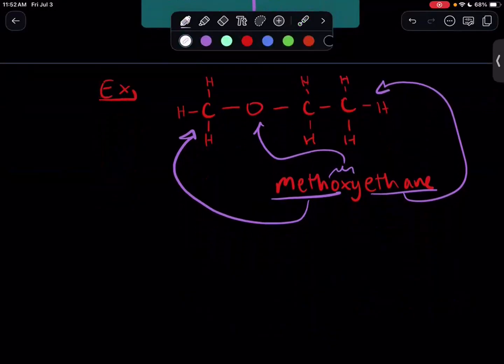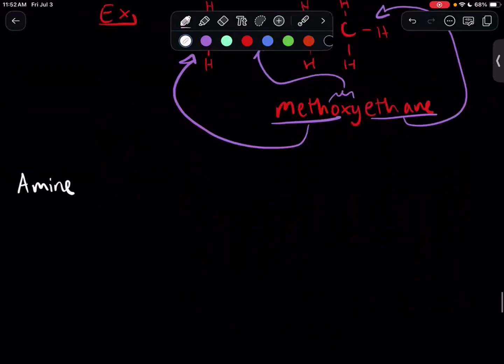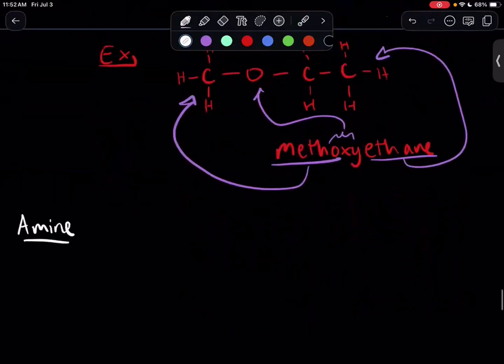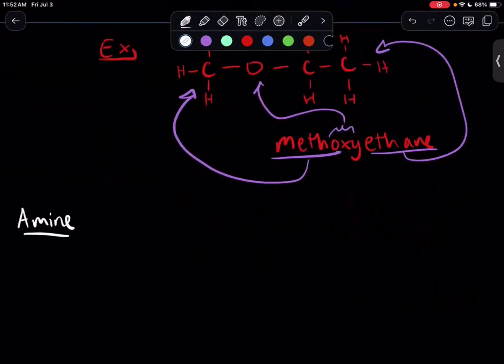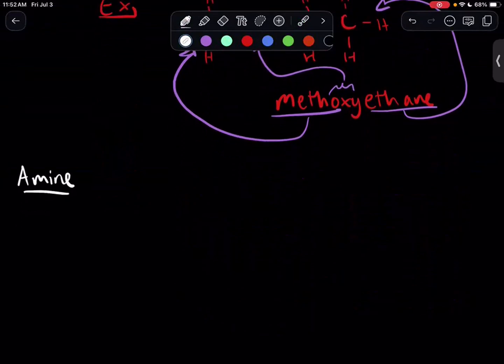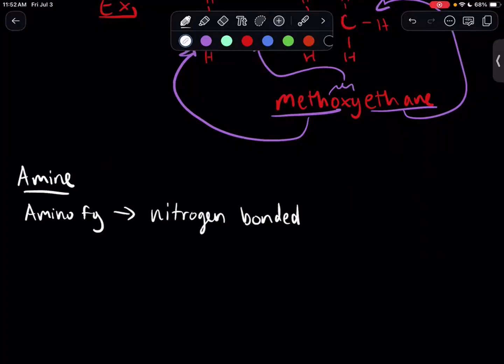So moving on from ethers, we have amines. Now, amines, you might reference them from amino acids, which are proteins. Amino acids, funnily enough, use both an amine group and a carboxylic acid, which is where it gets its name. But an amine uses the amino functional group. You may also know that from ammonia. This is nitrogen bonded to hydrogen or other alkyl groups.